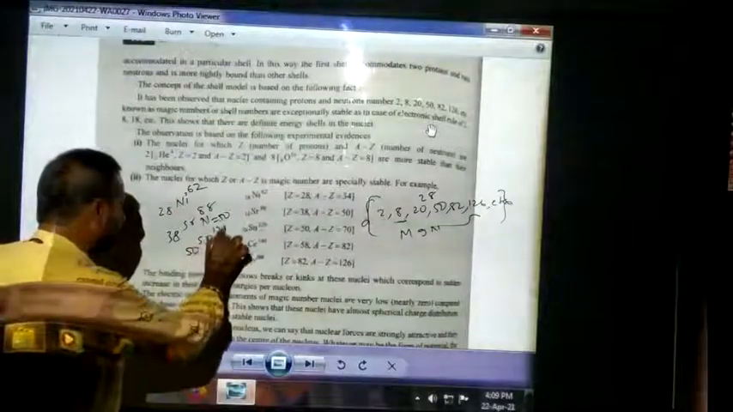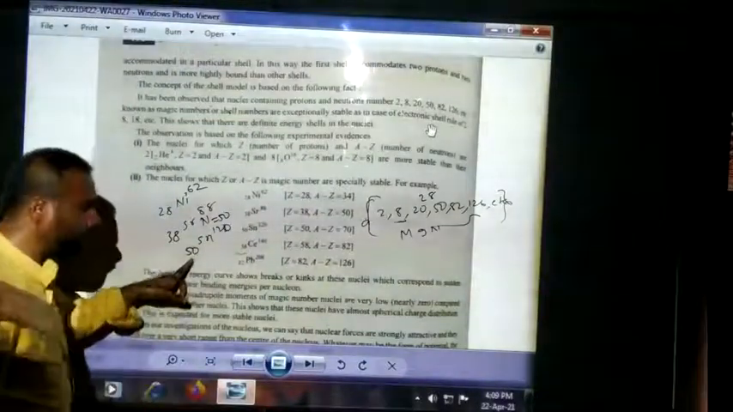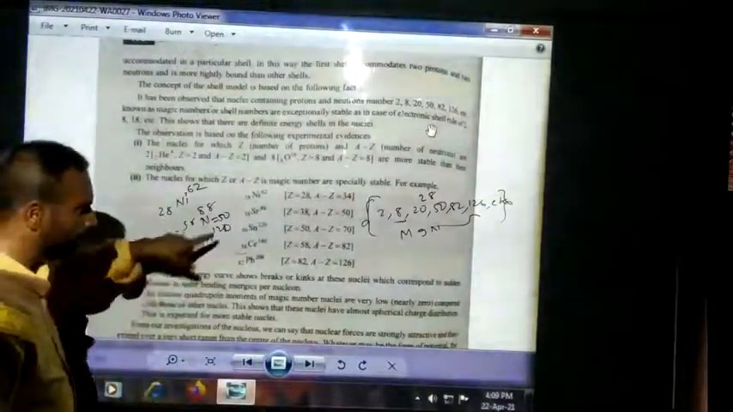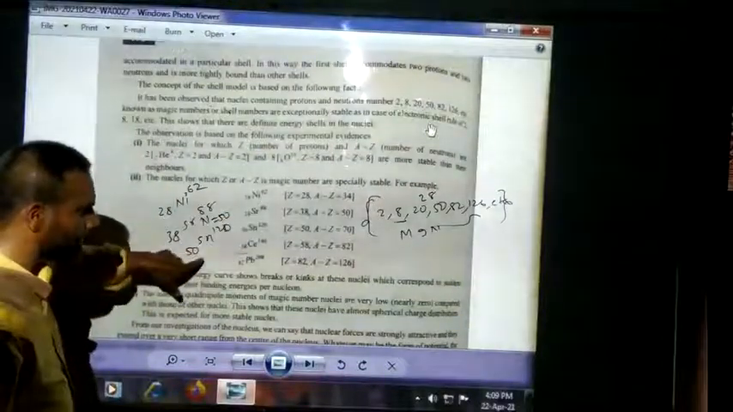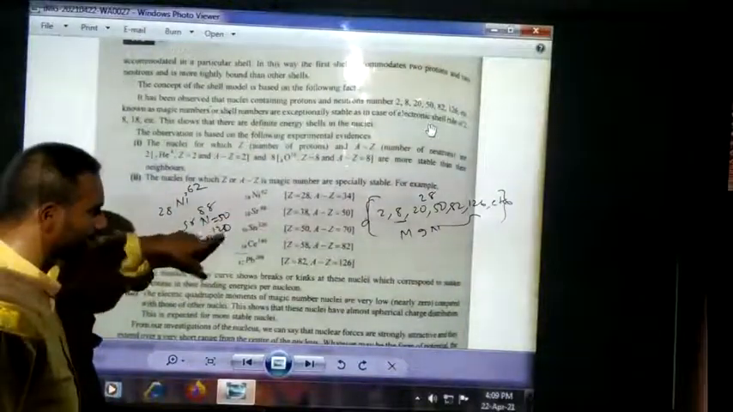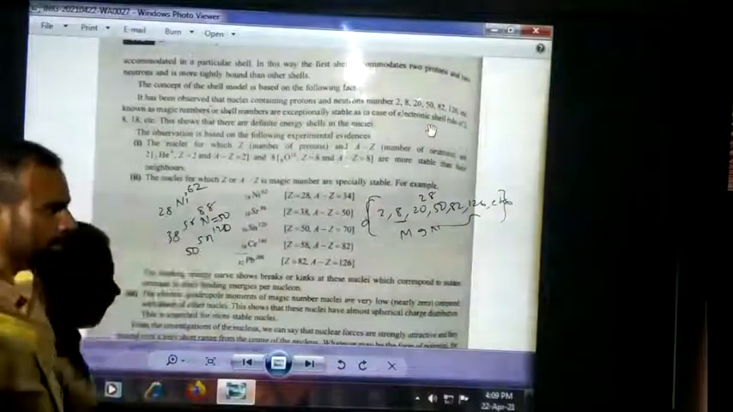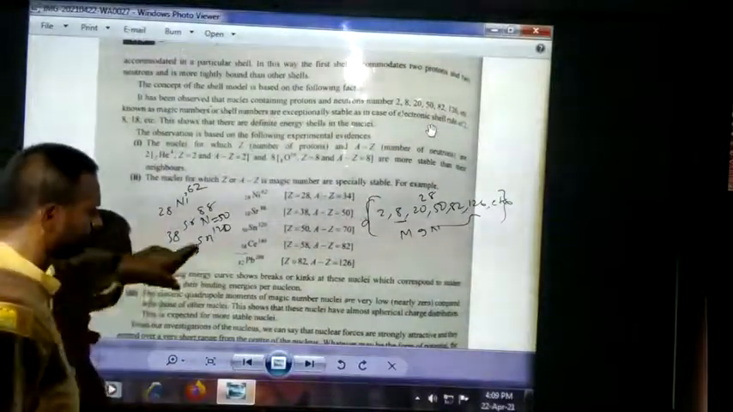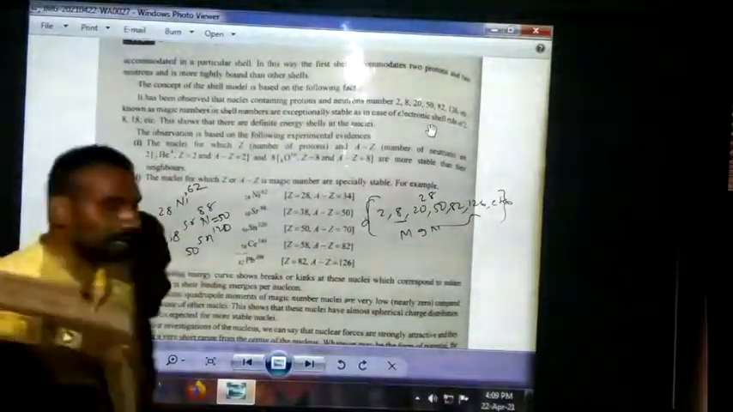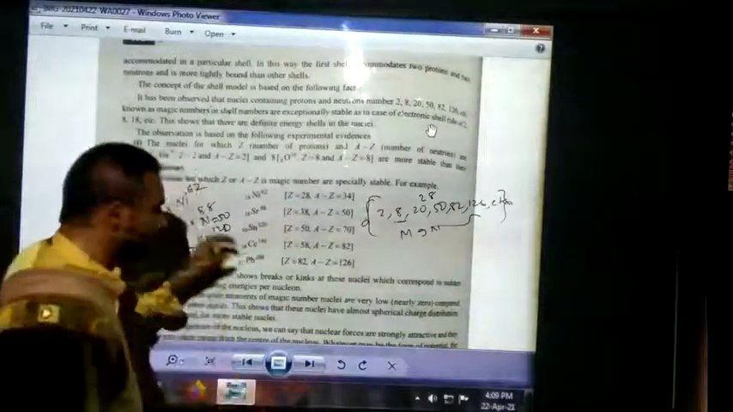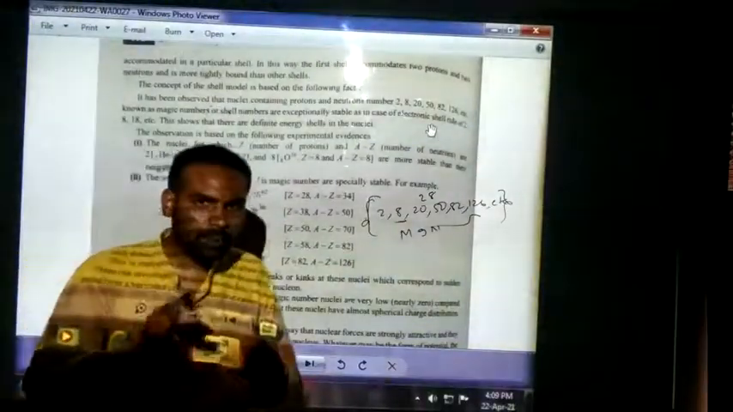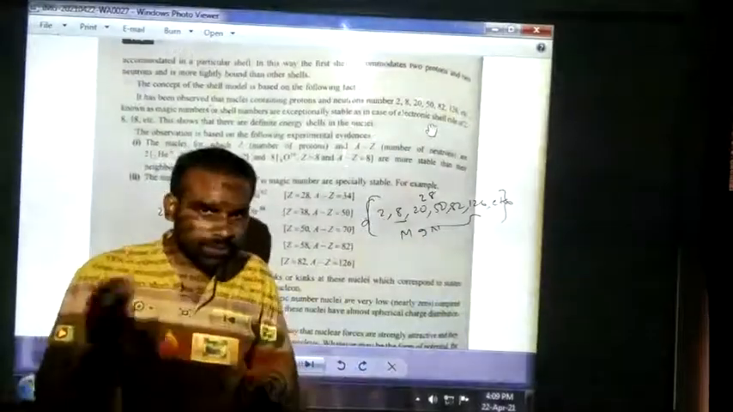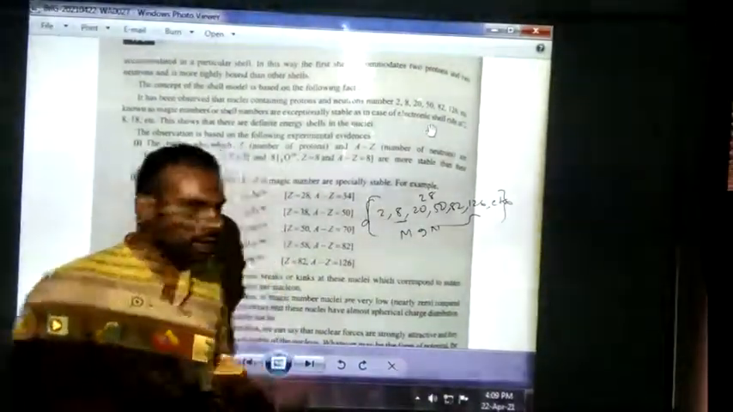50 Sn 120. 50 is the magic number again. Hence, the number of neutrons is 120 minus 50, which is 70. 70 is not a magic number. So Sn, tin, is a stable nucleus compared with the other nuclei. So either the number of protons is a magic number or the number of neutrons is a magic number, then it is a stable nucleus.